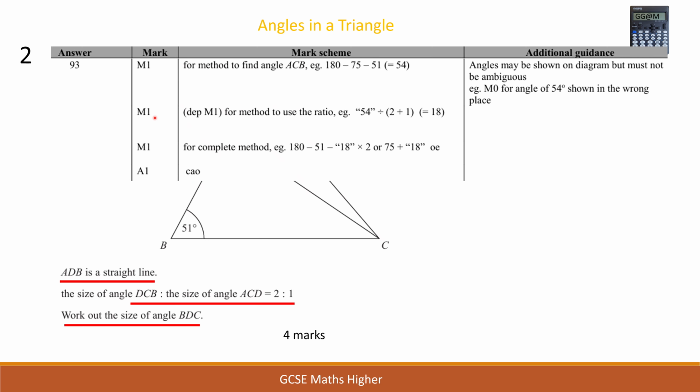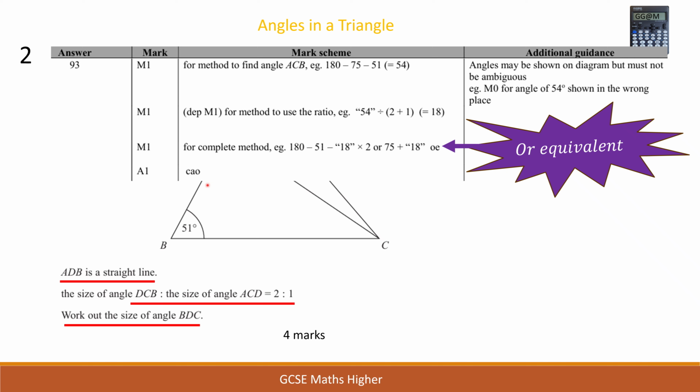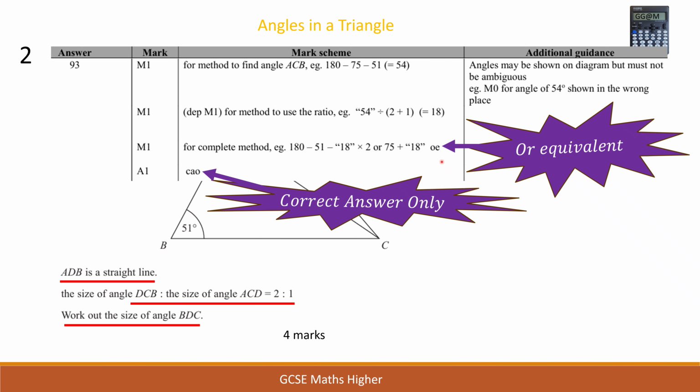So the mark scheme says there are 4 marks here, 3 method marks and 1 answer mark. CAO means correct answer only. OE over here means or equivalent. So this is your final answer of 93, showing your method for getting your answer here.